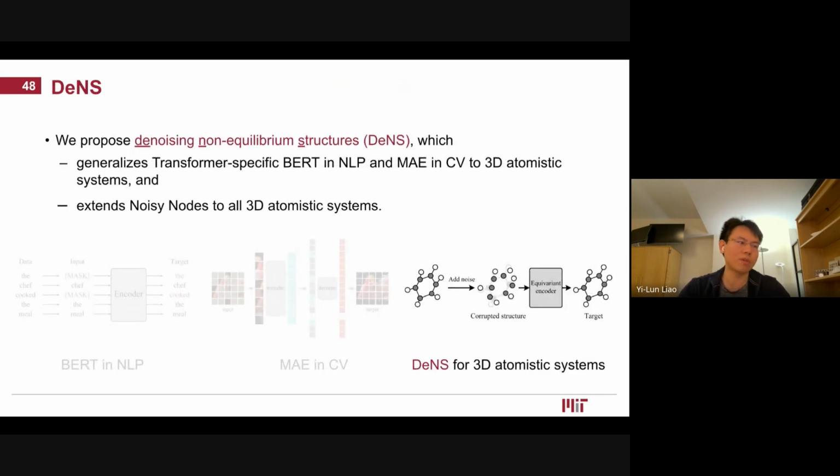And we show that we can apply this idea to atomistic data as well. But instead of using masking, we try to add noise to and denoise the 3D coordinates, following prior work. And we propose denoising non-equilibrium structures, or DeNS, which generalizes transformer-specific BERT in NLP and MAE in CV to 3D atomistic systems, and extends noisy nodes to all kinds of 3D atomistic structures.